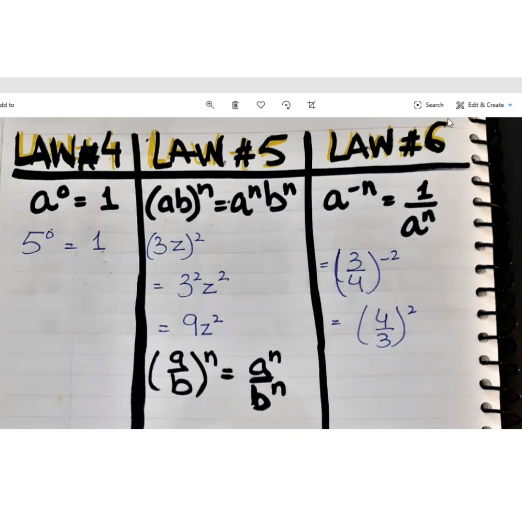So for example, if we have 3z whole square, तो ये जो square है ये दोनों के साथ जाएगा. 3 के साथ भी जाएगा और z के साथ भी जाएगा. So we'll get 3 square times z square. So the answer is going to be 9z square.